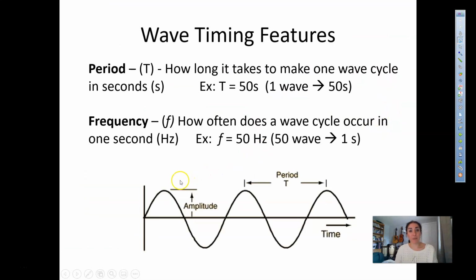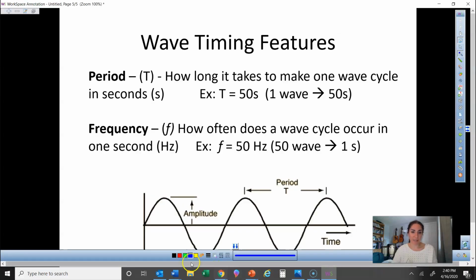So we're going to talk about wave timing features. Because waves are periodic, in other words, they repeat themselves, we can measure those periods, literally, how many times they repeat themselves. How long does it take to make one of those cycles? So we measure that in seconds, and that's exactly what it means. How long does it take to make a wave? So if we have time on the axis here, it's very important. It's not position. Without time, we won't know it.